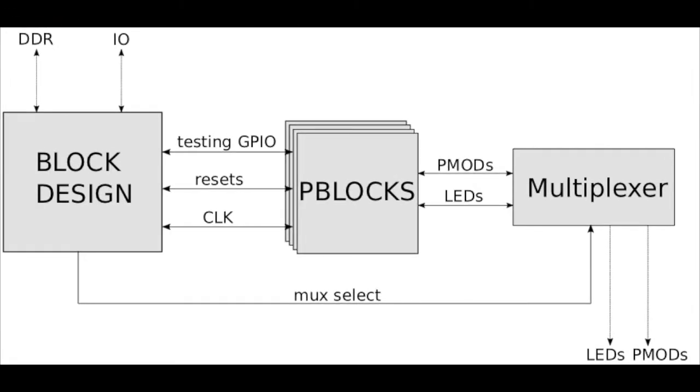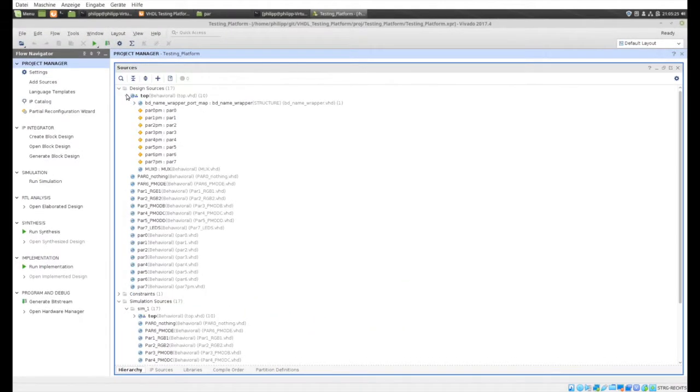Here you can see a short overview of the top file. It is just a connection between the block design, the P blocks, and the multiplexer. Now let us jump right into the project. You can see the three parts: the top file, which connects the block design and the MUX, and the top also implements 8 partial reconfigurations. These are used for the user files, and each user fills one partial part.